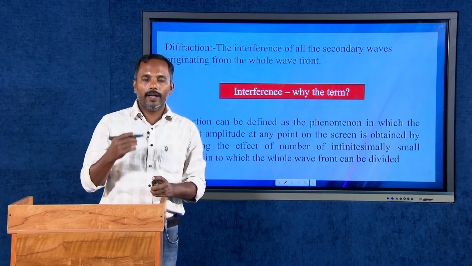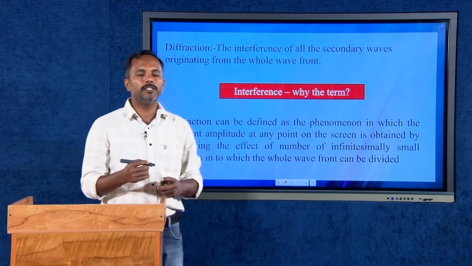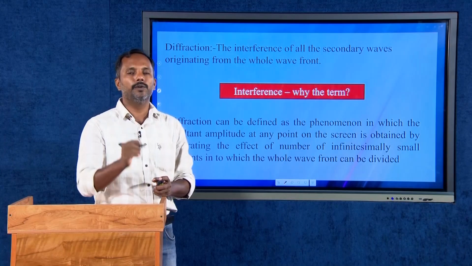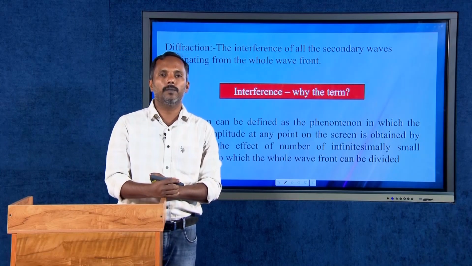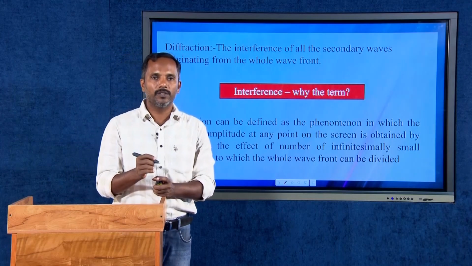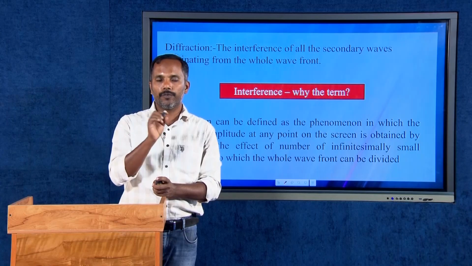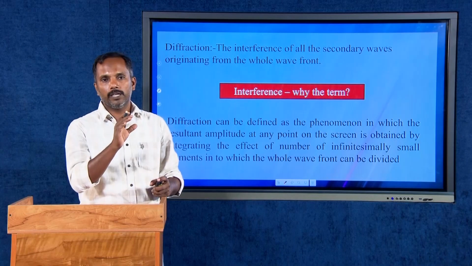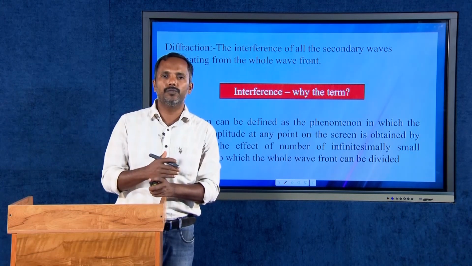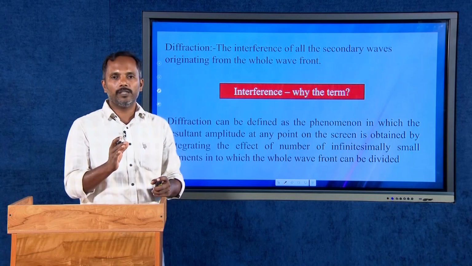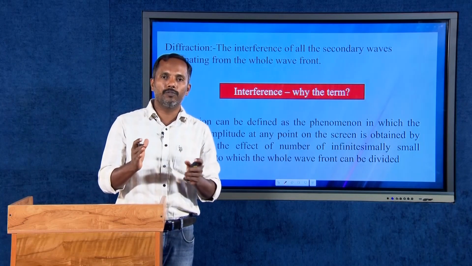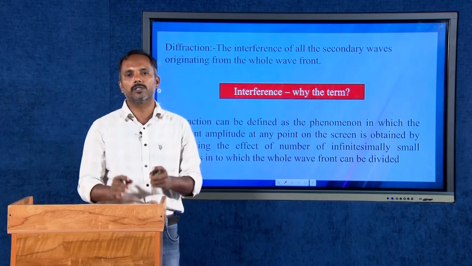Now this experiment, this diffraction from a double slit, obviously leads to a new definition for diffraction, that is, diffraction is the interference of the secondary waves originated from the whole wavefront, or originated from the different parts of the whole wavefront. Now, why the term interference here? So, we know that interference is basically the superposition of two or more waves or beams from different sources.